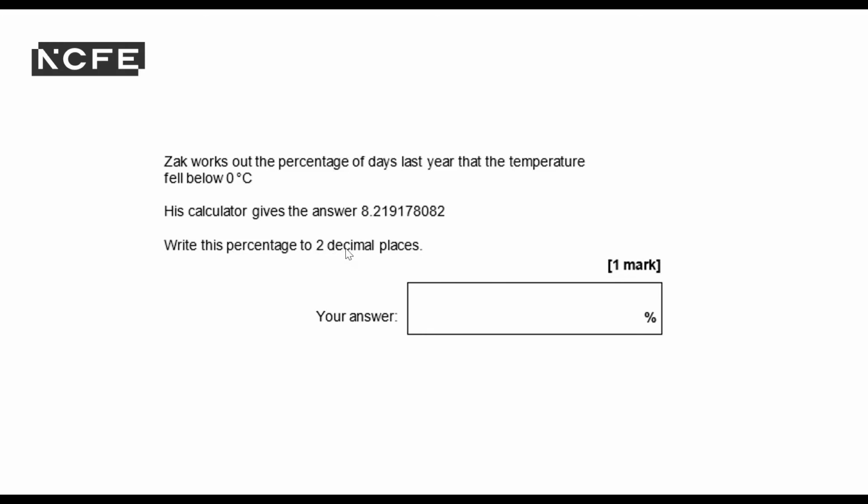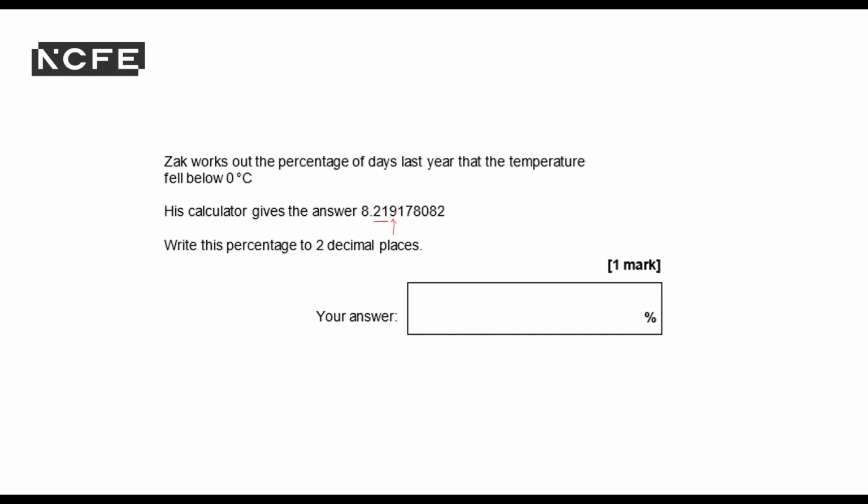It is already a percentage, so I'm not converting. I'm not having to multiply by 100 or anything like that. This is a percentage, and all I want to do is write it to 2 decimal places. So if I want to write it to 2 decimal places, then it's this digit that is the one I need to look at, 9.